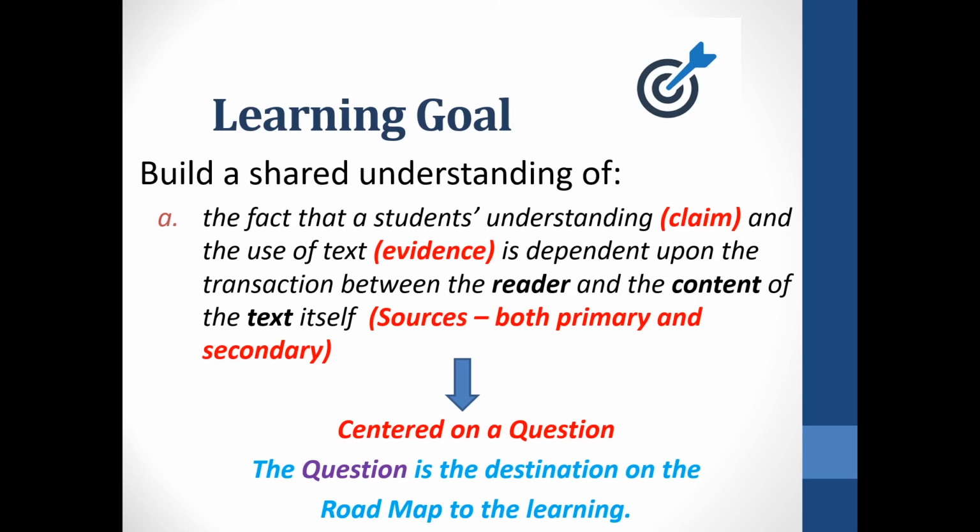So in this case, we're looking at primary and secondary sources. It is so important, as I've got this arrow here, centered on a question, because the question is the destination on the roadmap. When those students know what they're constantly going to be striving toward, it focuses their thinking. It gives them the opportunity not only to develop their own opinion or their own claim, but it gives them the opportunity to process information in a much more focused format.